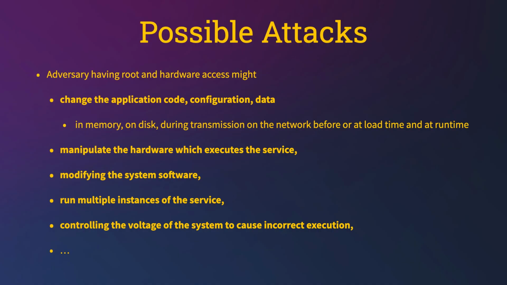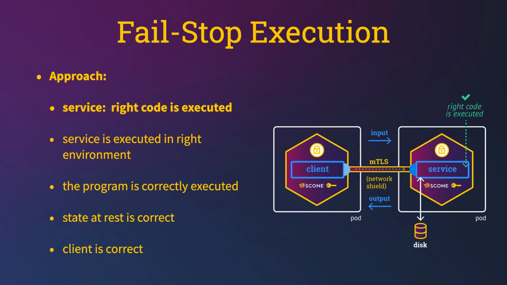And so what could such an adversary do to our code? Well, the adversary could change that code, replace it by his or her own code, could change the configuration of our application, could change the data that is read from disk or that is read via the network. The adversary might even be able to change the hardware, the motherboard on which the CPU runs, or change the system software that is booted or modified during the runtime. There could also be multiple instances of our services and applications started. The adversary might change the voltage of the CPU to cause some incorrect executions.